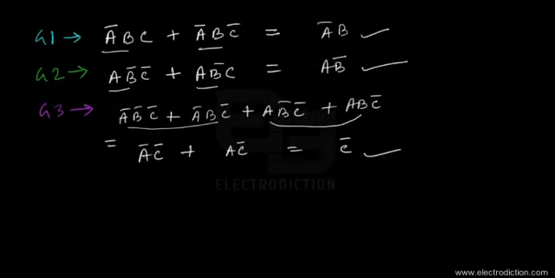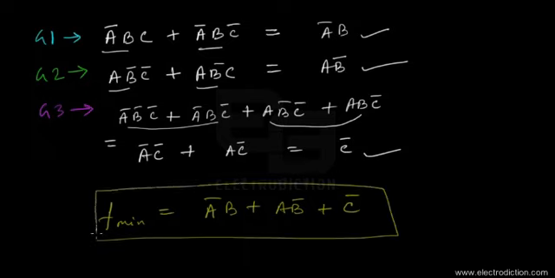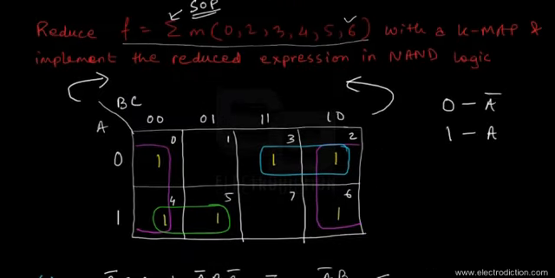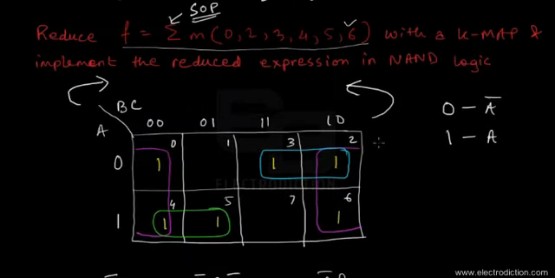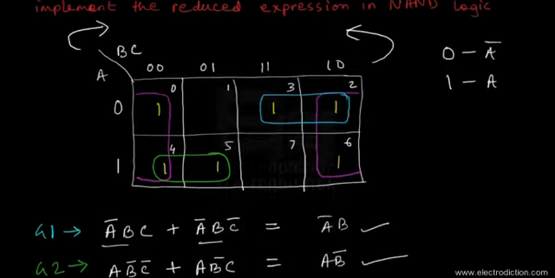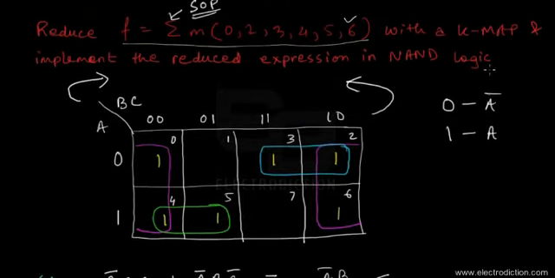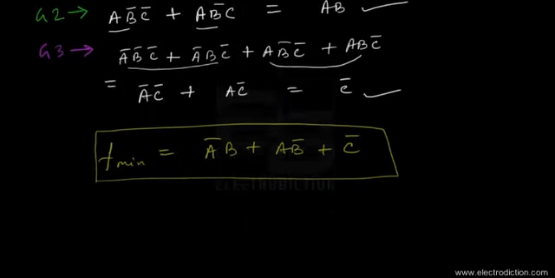So the final expression, that's the reduced expression, is going to be written as F min, and that would be equal to A bar B plus AB bar plus C bar. So this is exactly the result which we are going to obtain by reducing this particular SOP function using a 3-variable K-map. And now if you look once again at the problem statement, we shall see that it's been asked to reduce the expression in NAND logic. So we're going to construct the circuit diagram over here.